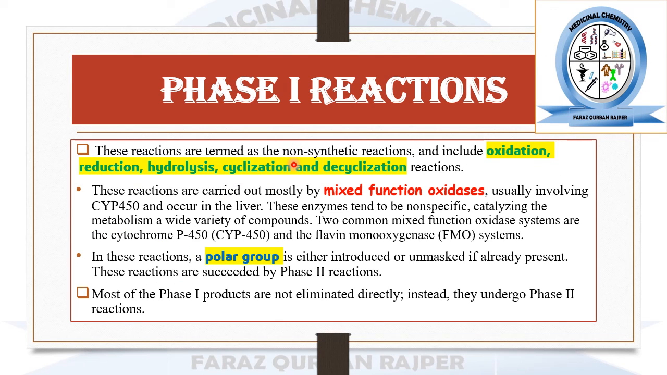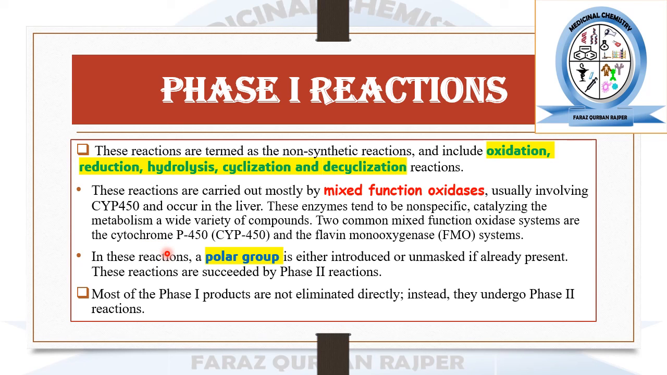Phase 1 reactions are known as non-synthetic reactions because they basically involve the introduction of different types of polar functional groups in our drug molecule. The examples are oxidation, reduction, hydrolysis, cyclization, decyclization. These reactions are catalyzed by a specific type of cytochrome enzyme, the mixed function oxidase enzymes. These enzymes mainly occur inside the liver. These enzymes tend to be non-specific, catalyzing the metabolism of a wide variety of different compounds.